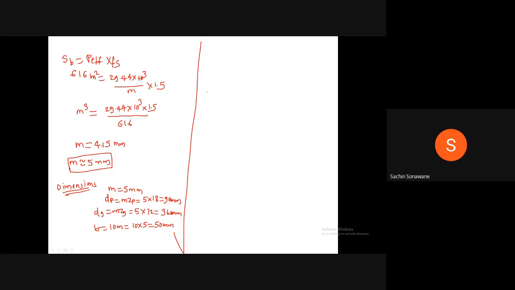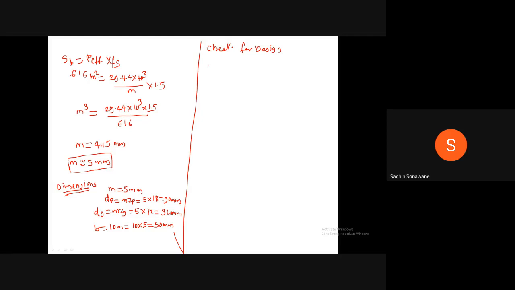And now, whether our determined module is correct or not, we have to check for design. Check for design means what? Again, we have to use the same module and determine tangential load, determine beam strength and calculate a new factor of safety. If the new factor of safety is greater than the earlier factor of safety, then our design is safe. Means whatever value of module we have calculated is correct. Therefore, now we will go for check for design.